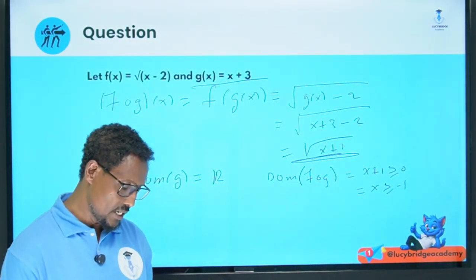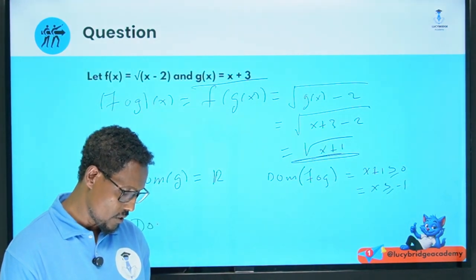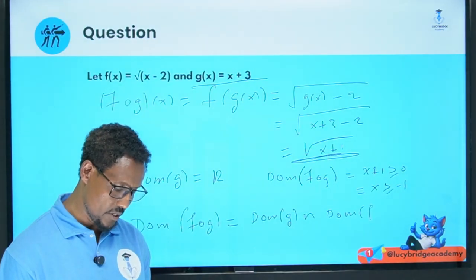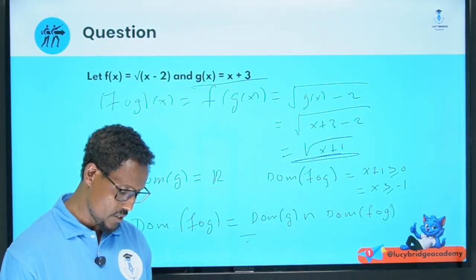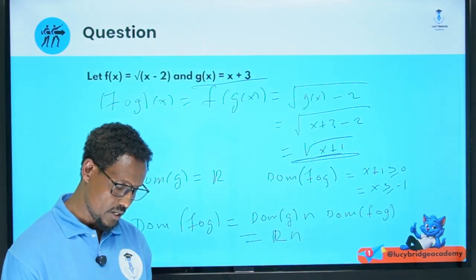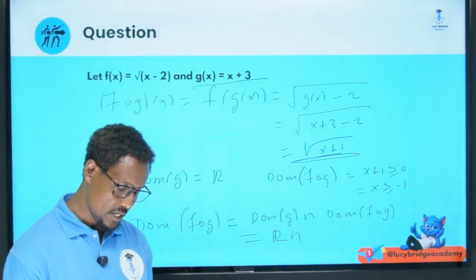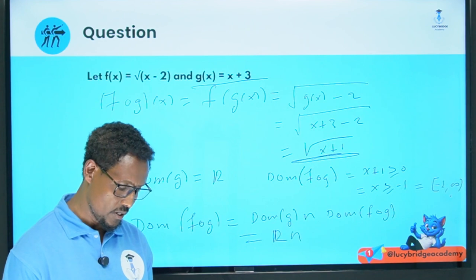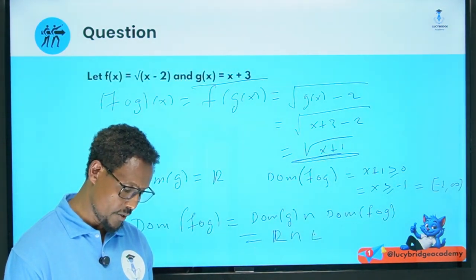Okay, and the domain of f circle g is equal to the domain of g intersection the domain of f circle g, which means the set of all real numbers intersection with x such that x is greater than or equal to minus 1, meaning from minus 1 to positive infinity. Okay, so the intersection with from minus 1 to positive infinity is equal to from minus 1 to positive infinity.